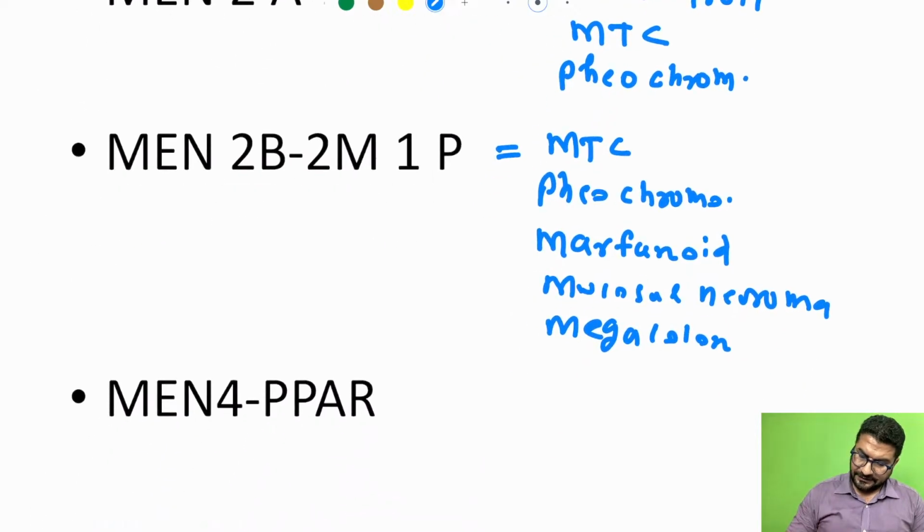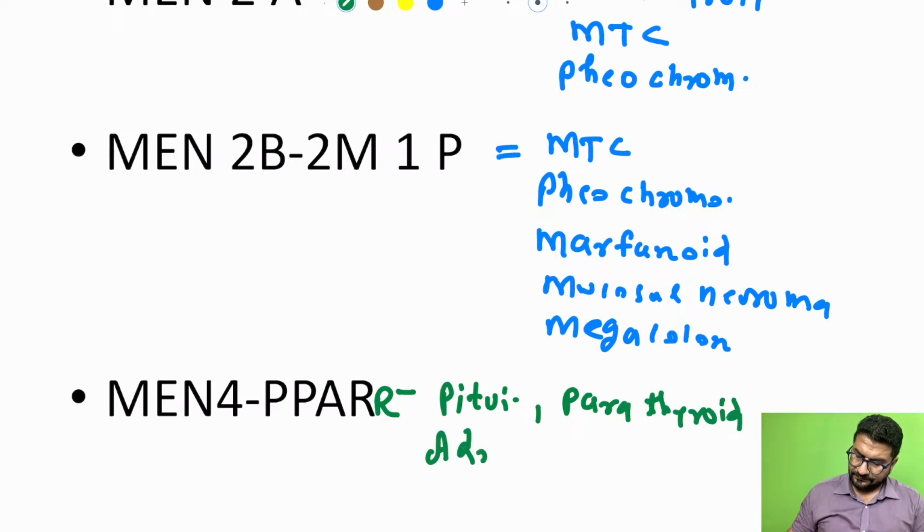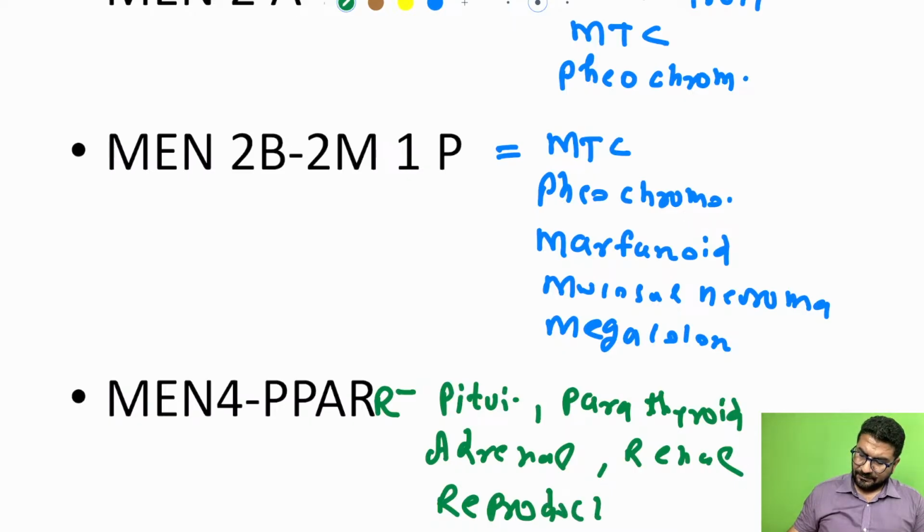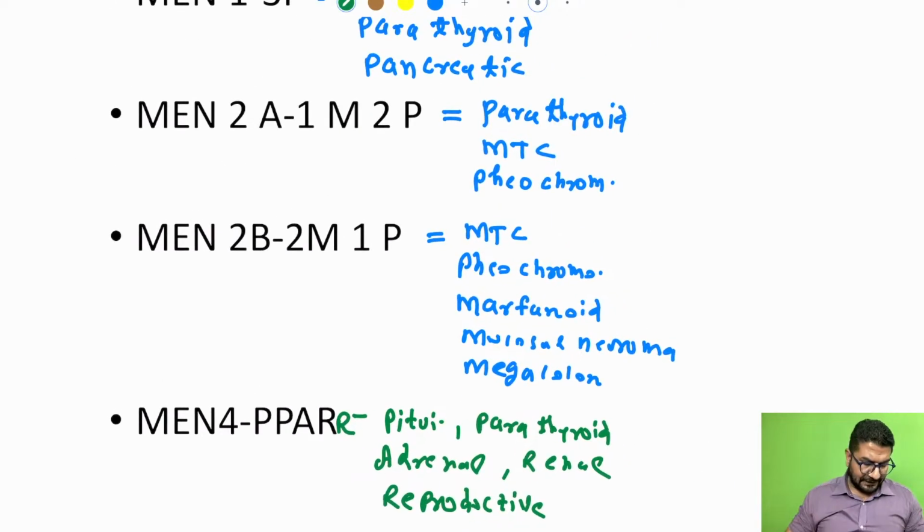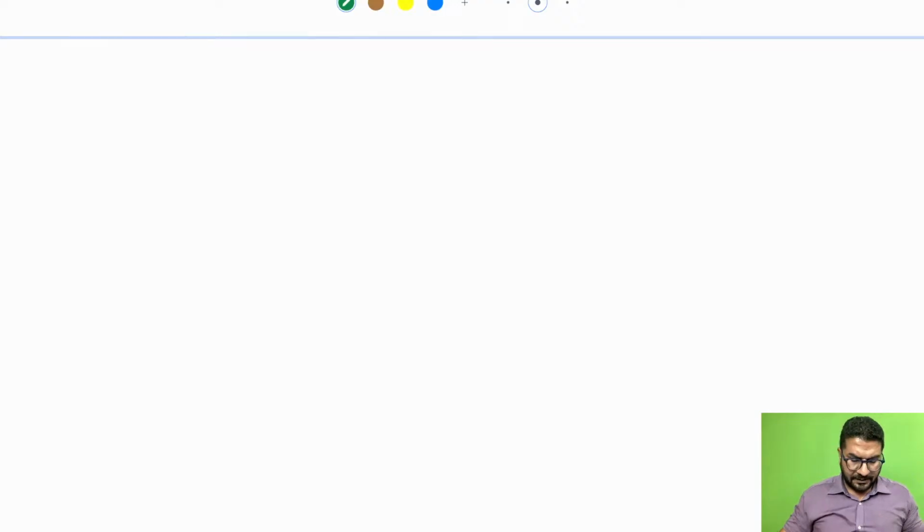And MEN 4 is a rare condition where the patient will have tumors of pituitary, parathyroid, adrenal, renal, and reproductive organs. So this is about your MEN syndrome. MEN syndrome means multiple endocrine neoplasia. Done. Am I clear, guys? Any doubt in this? Done. Let's move ahead.